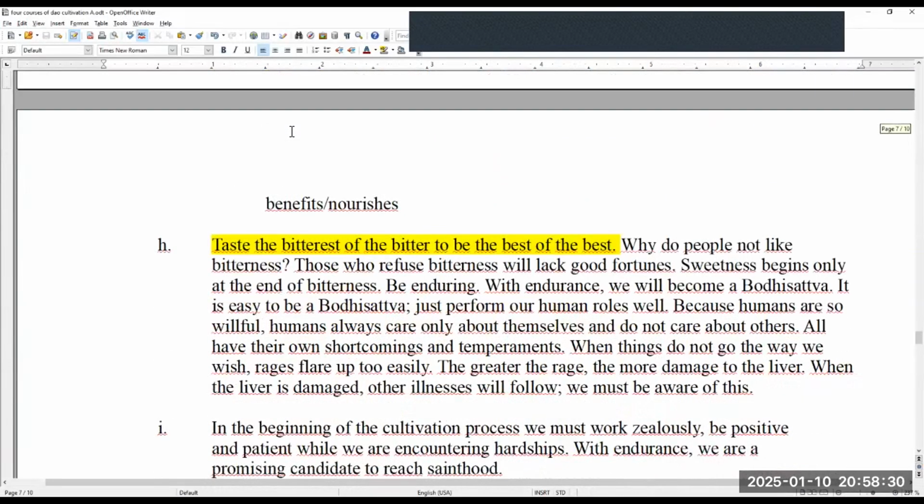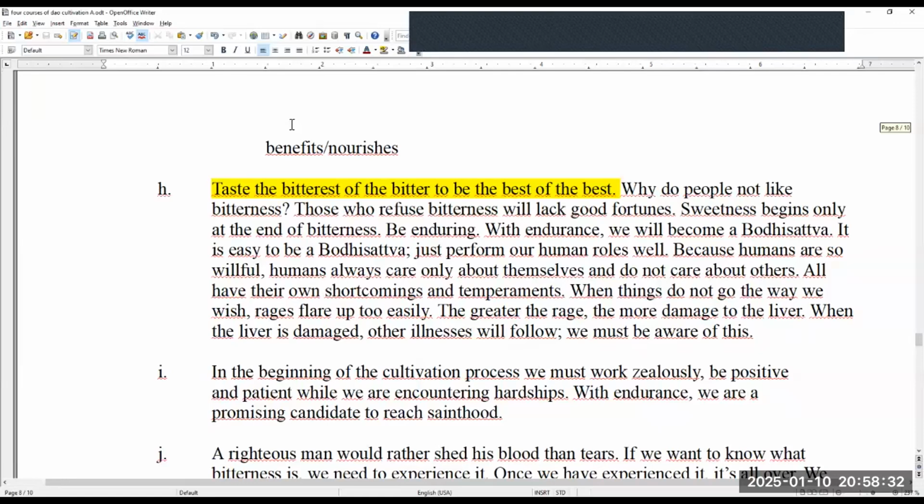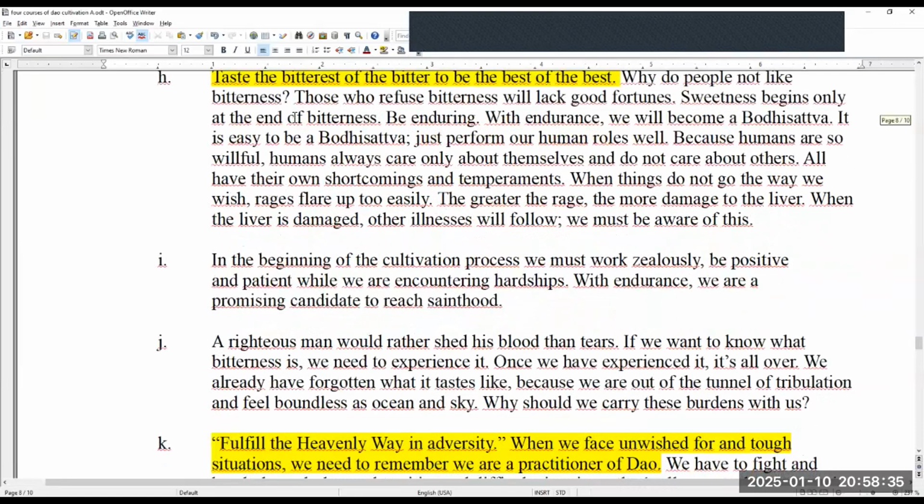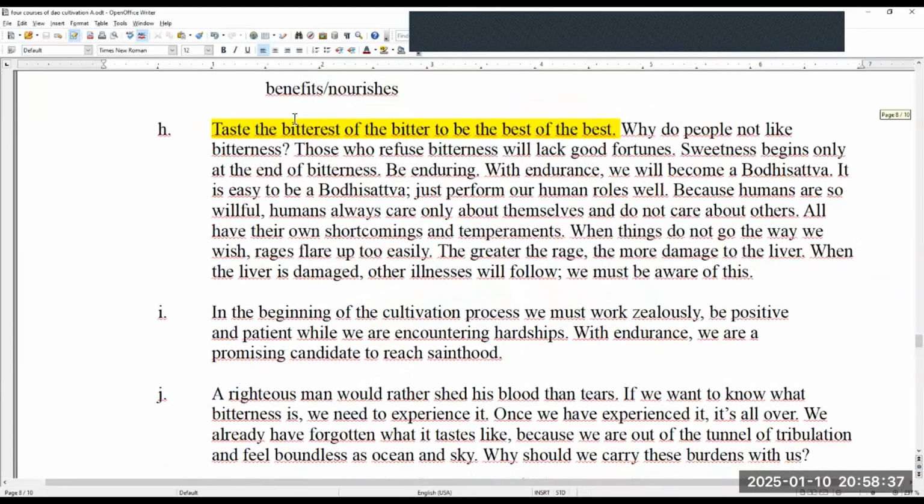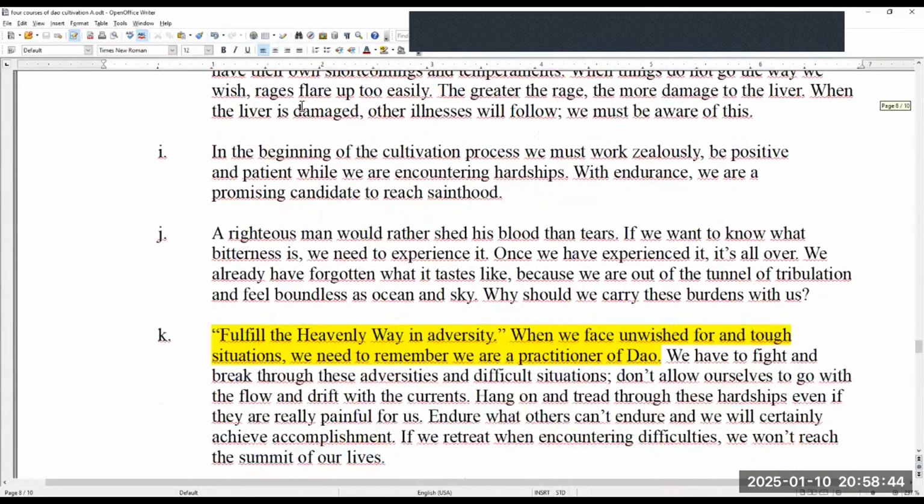And then, of course, taste the bitterness of the bitter to be the best of the best. That's just an encouragement, saying that you need to really go to the bottom in order to go to the top eventually.